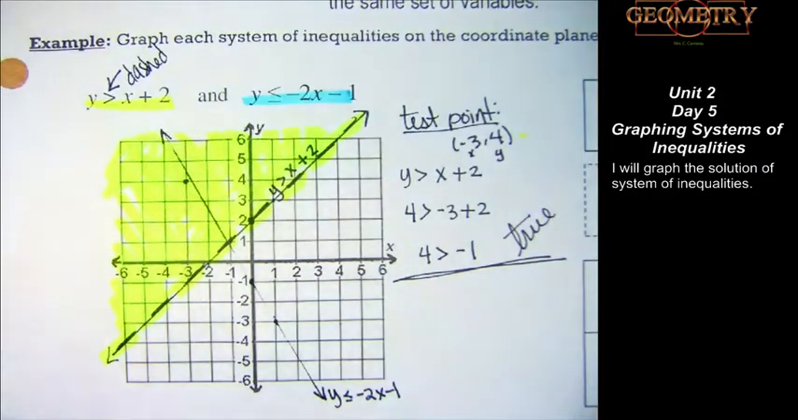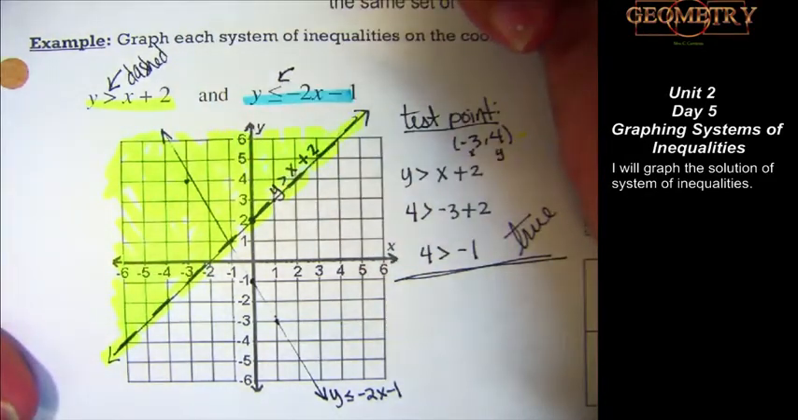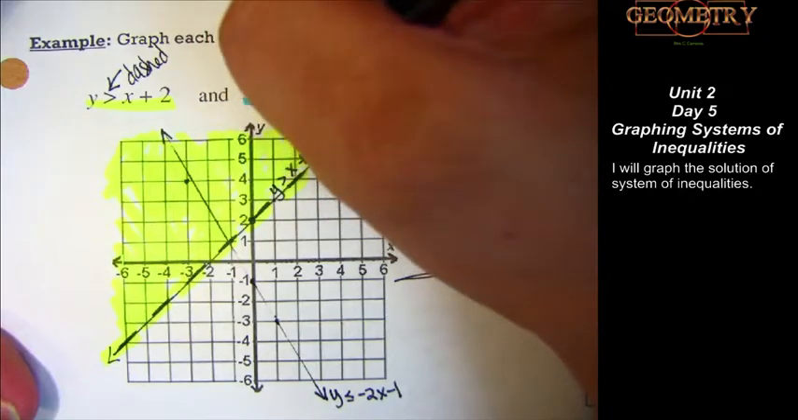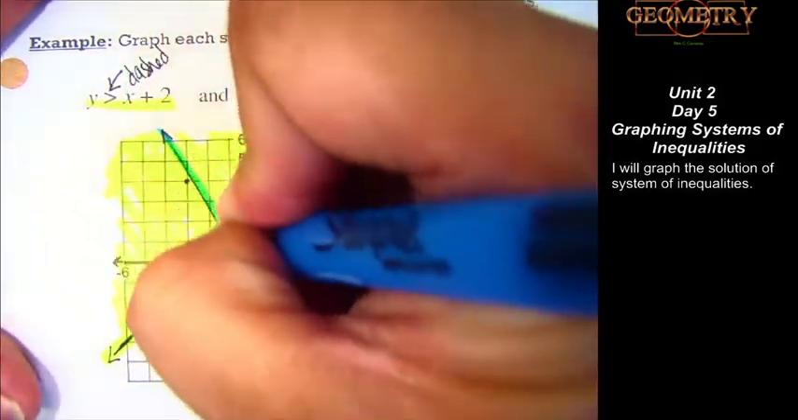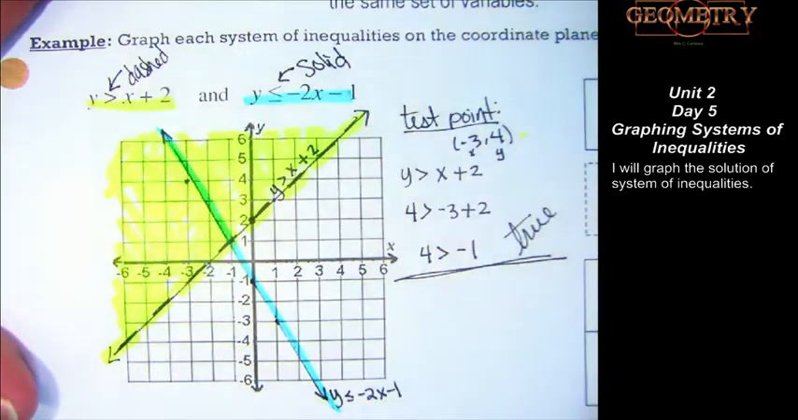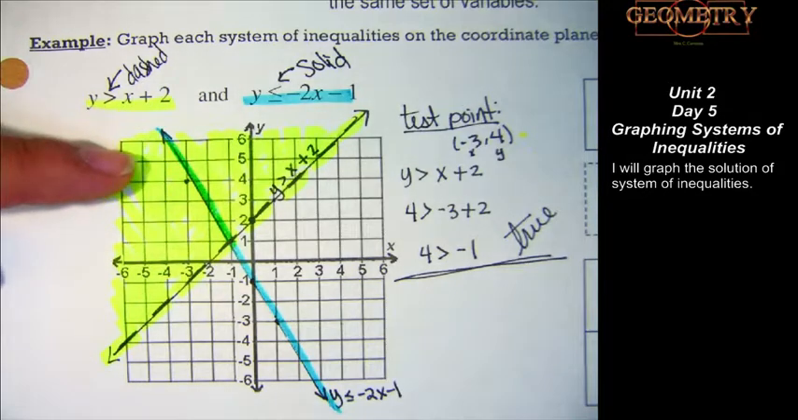All right, there's my equation. Is this a solid or is this a dashed? Solid. So I'm going to take my highlighter and make sure that's a nice solid line. I can already see the colors blending a little bit. Wherever you see the colors blend, that is in your solution for the system.